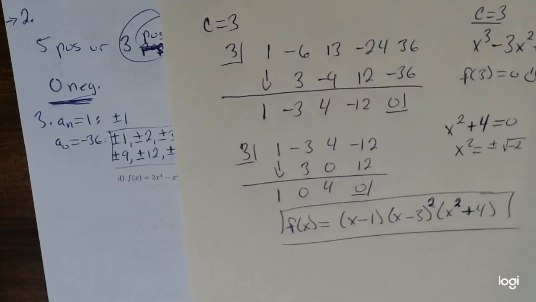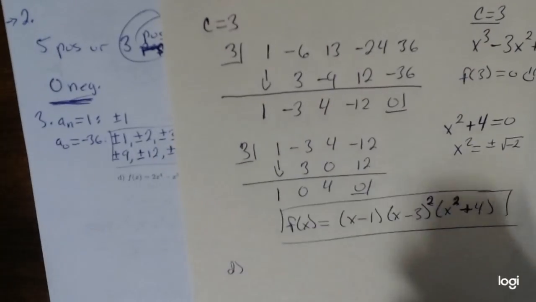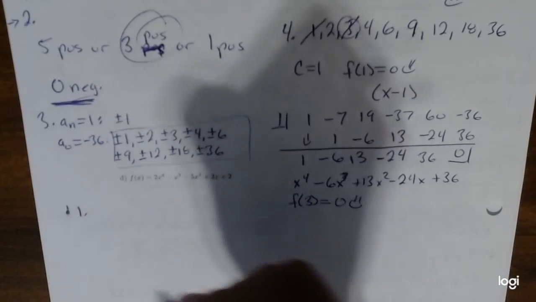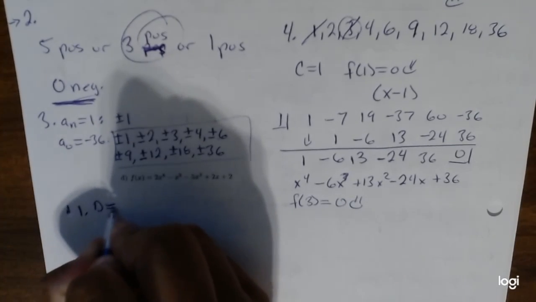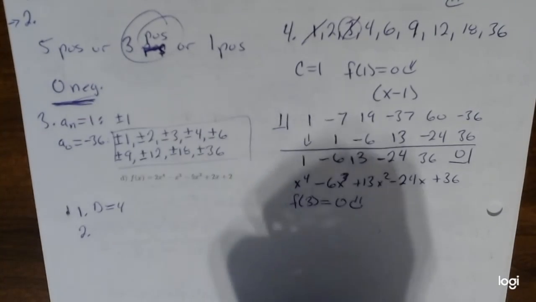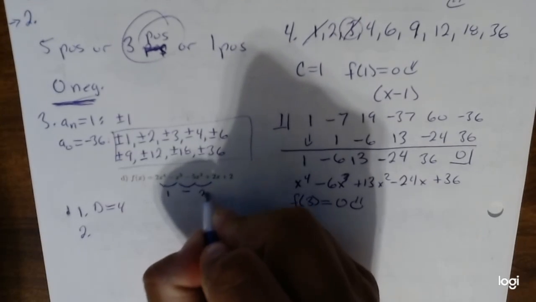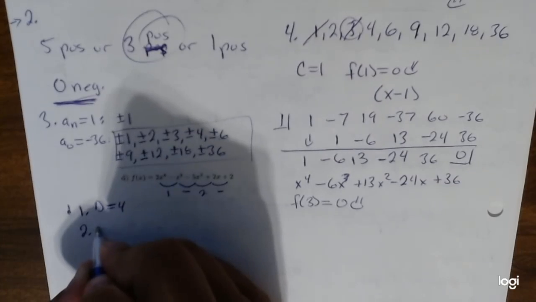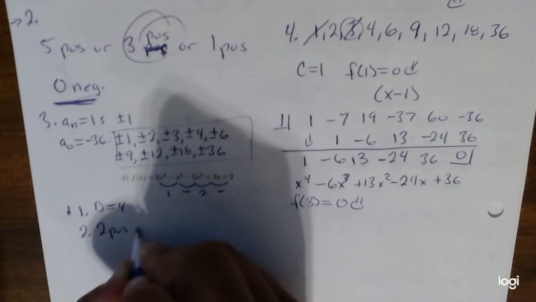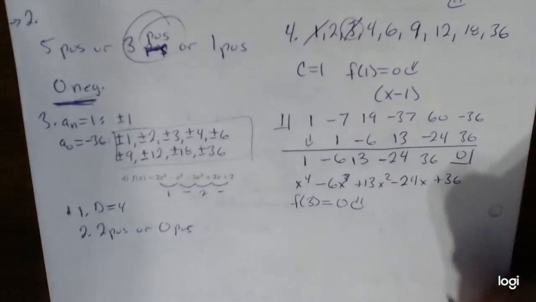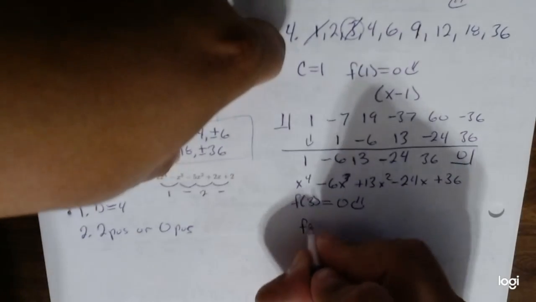Now let's finally go to D. D will be a little quicker. Step 1, it's degree 4. Step 2, sign changes: 1, 2. So we have either 2 positive or 0 positive roots. Now we do the same thing for negative f of x.